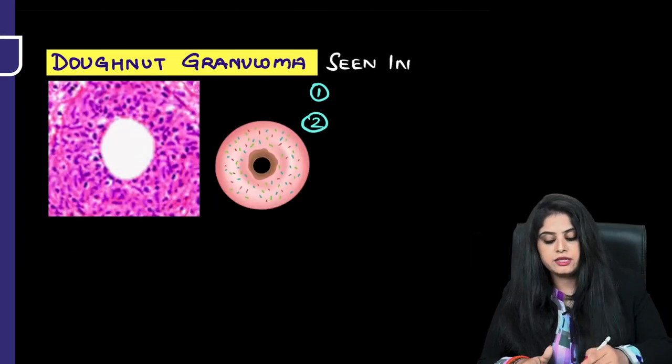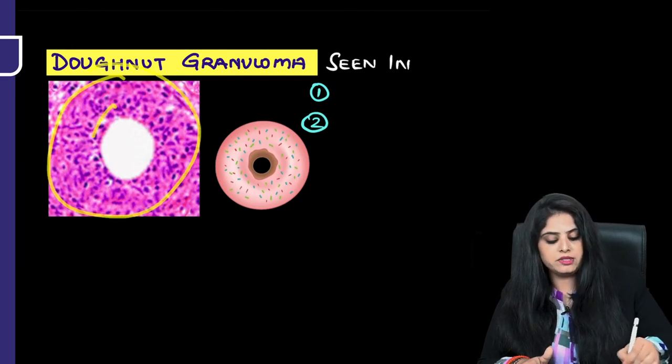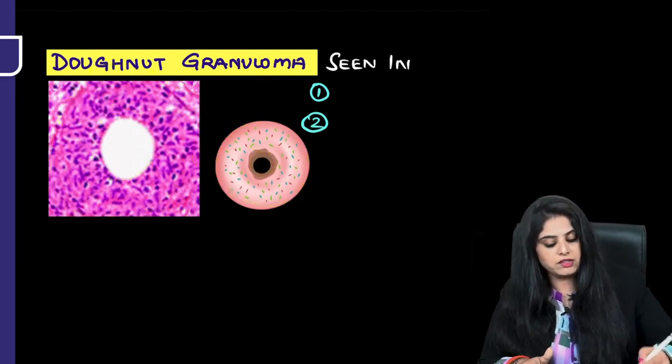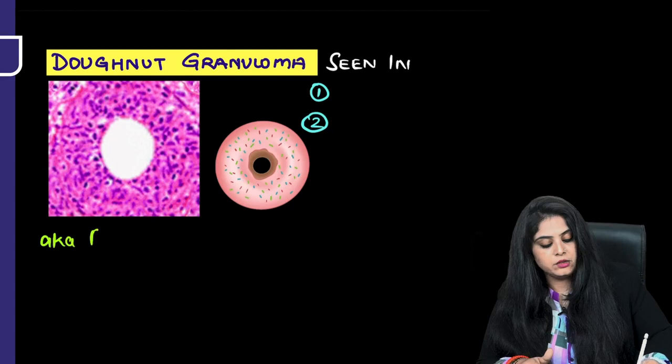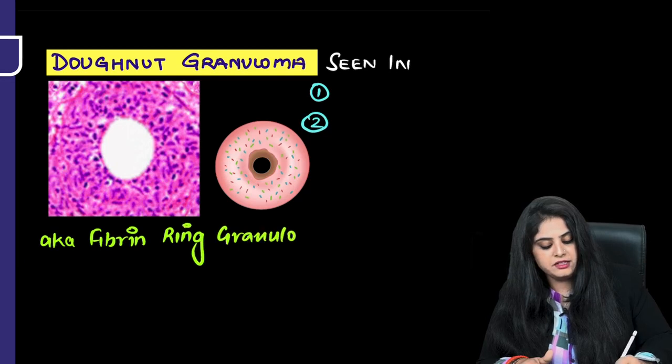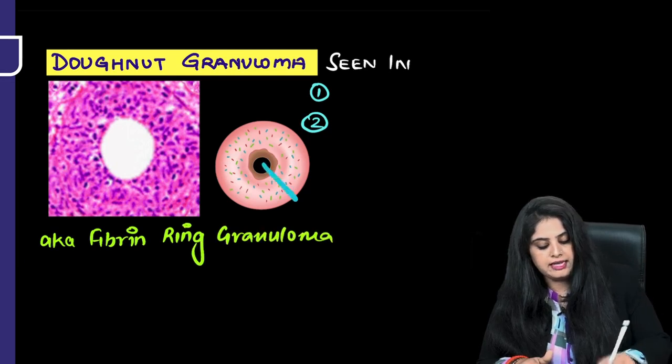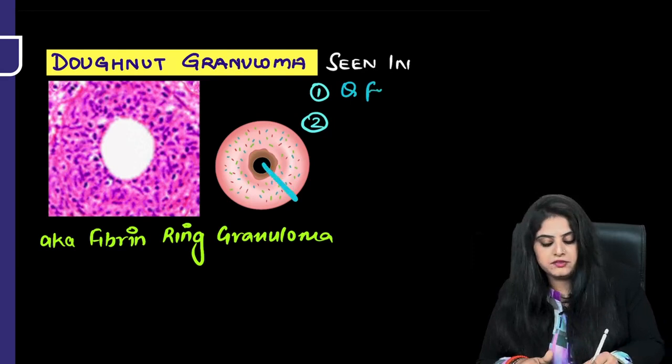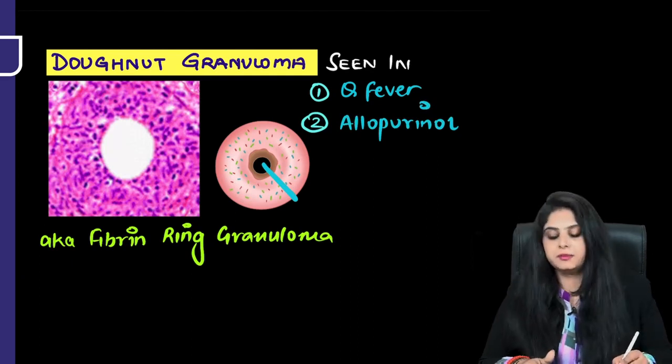Next, we come to the donut. It looks like a donut, there's no doubt about it, but they might want to ask you what is the other name. It is also known as a fibrin ring granuloma. It means the same. Ring, donut means the same, okay? And where is it seen? So from your donut, you're going to make a line like this because it is seen in Q fever. And it is also seen with a drug that is known as allopurinol. So these two questions have come in the previous year papers.